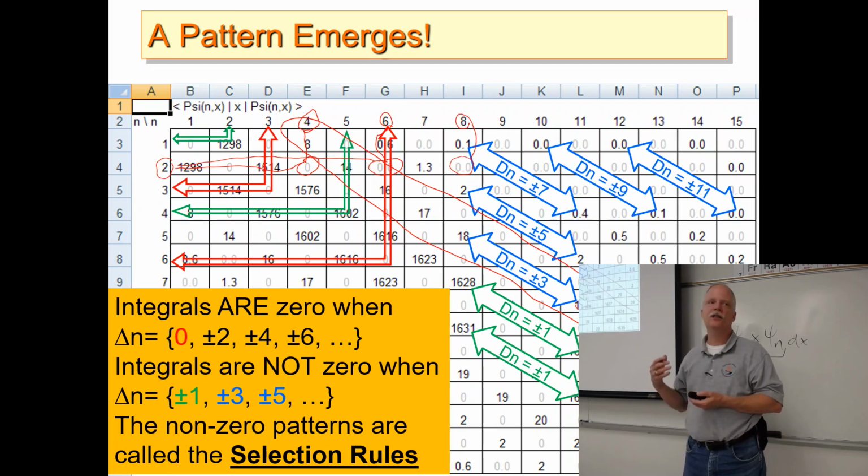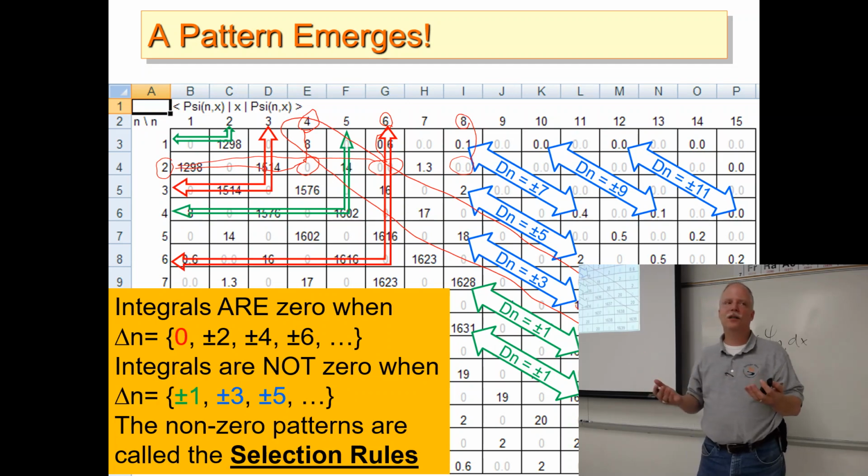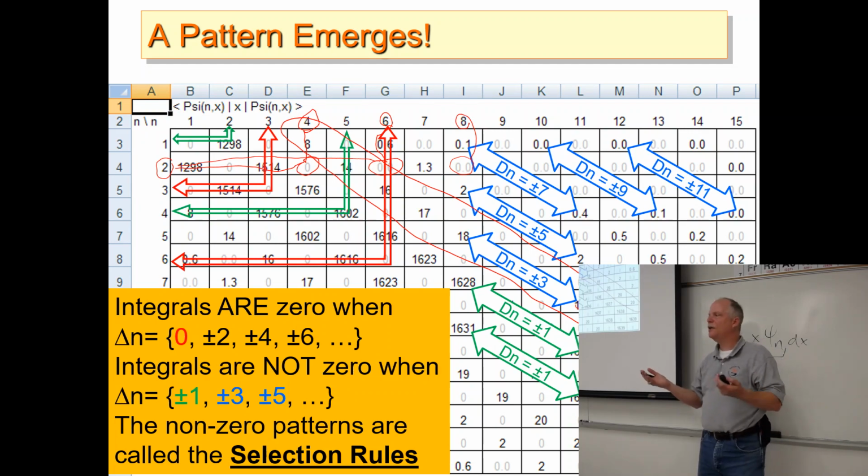So we can do this numerically. We could have done it analytically and come up with the selection rules. That's great. We can do it numerically. For the particle in a box, it's really pretty easy. I mean, yeah, 8 pages of math, 16 pages of math. It's still pretty easy, though, to come up with the selection rules.